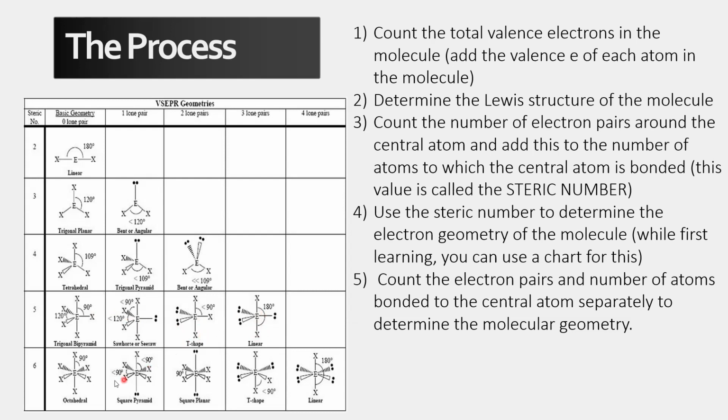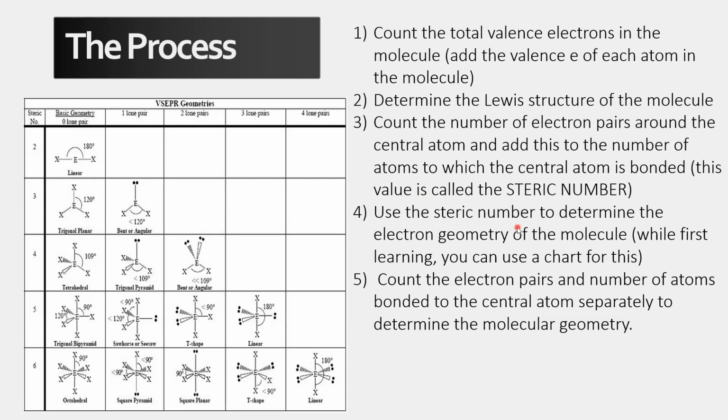And for a steric number of 6, you can have 6 atoms, 5 atoms, 4 atoms, 3 atoms, or 2 atoms. And corresponding with those, you would have 0, 1, 2, 3, or 4 lone electron pairs, respectively. Now notice that as we go throughout this chart, there are always at least 2 atoms bonded to that central atom.